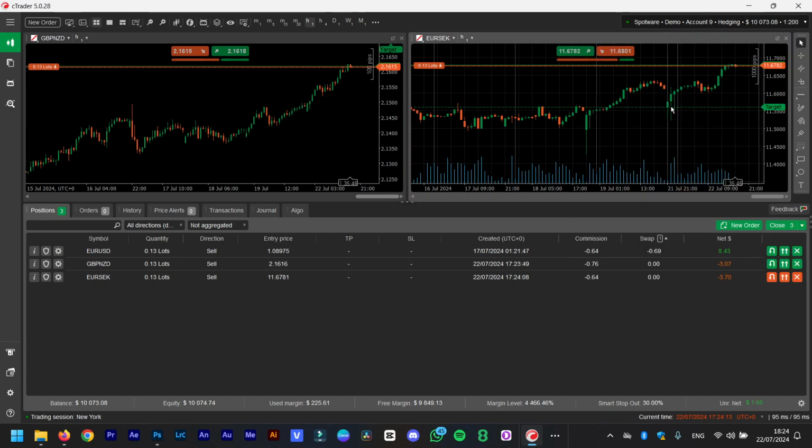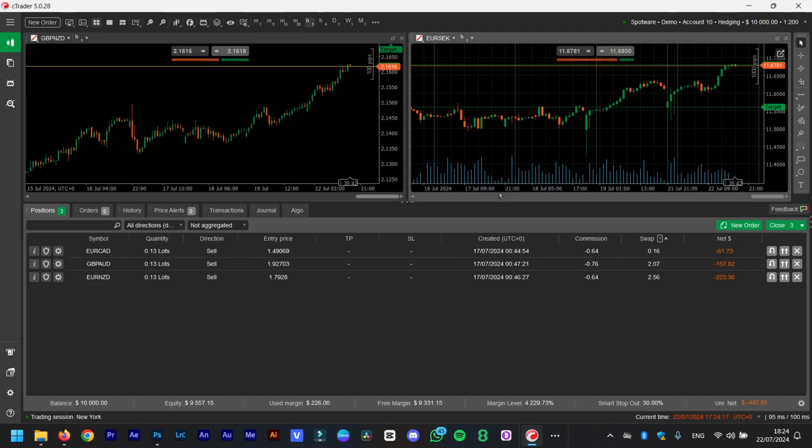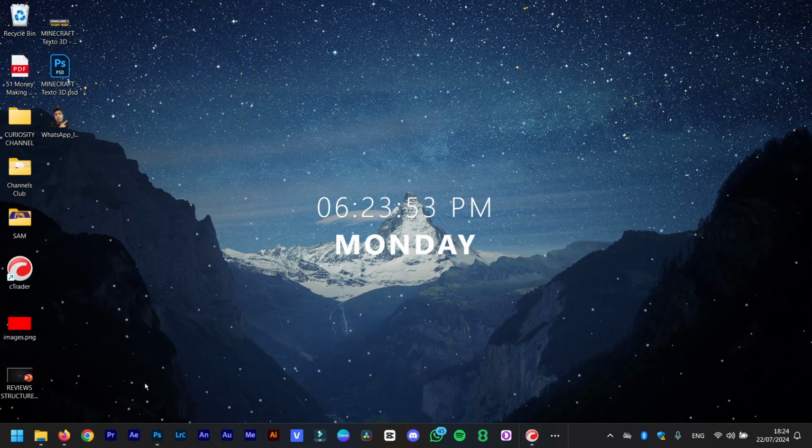Account number 10. For this one, I'm just going to have to wait, and then that's pretty much it. This one's the discount. All the trades are going negative, unfortunately: your EUR CAD, GBP CAD, and then your EUR NZD. So I'm just going to wait here and see what happens. But as you can see, that's what I need to do.